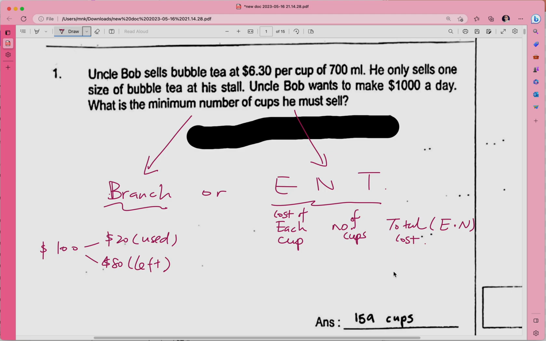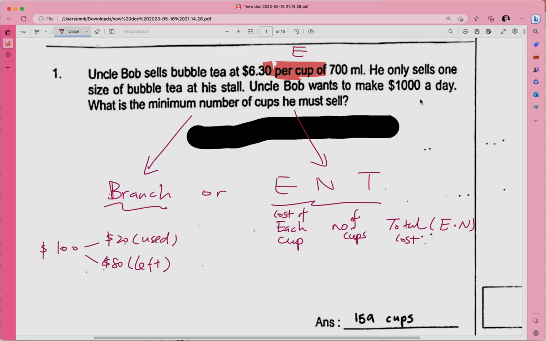So after reading the first statement, there are keywords like per cup. Can you see? What's the meaning of per cup? Per cup means each cup, right? So this per cup shows us this is our E. So this is the first hint that this is ENT.